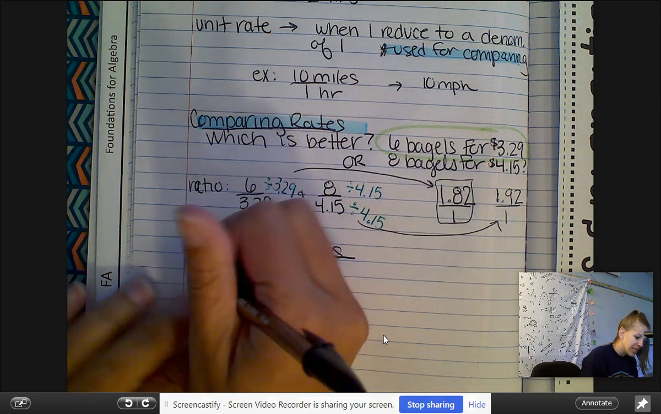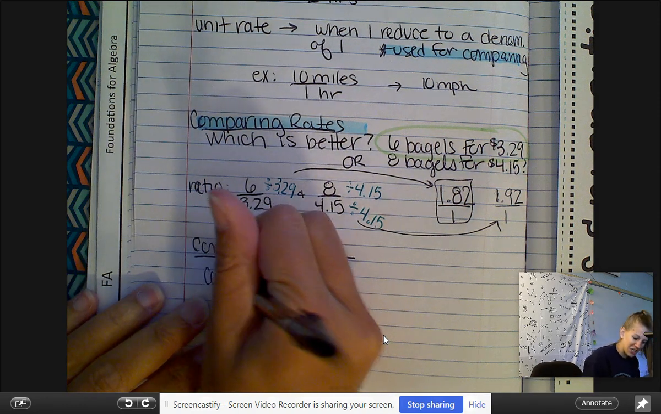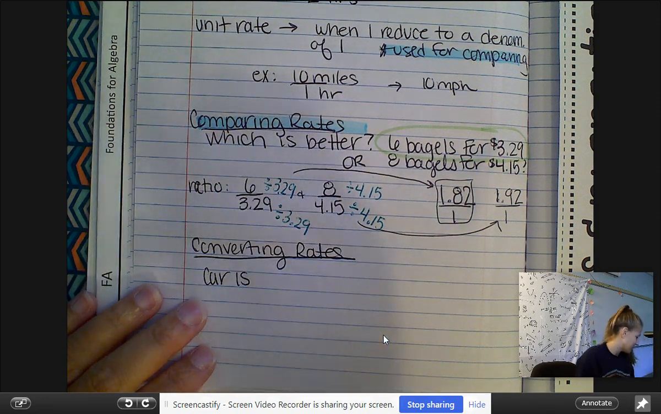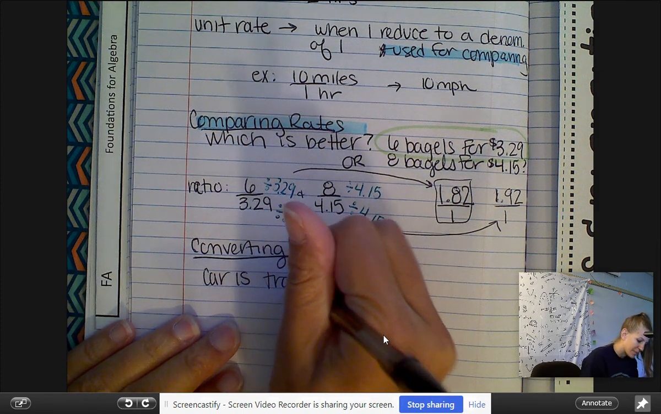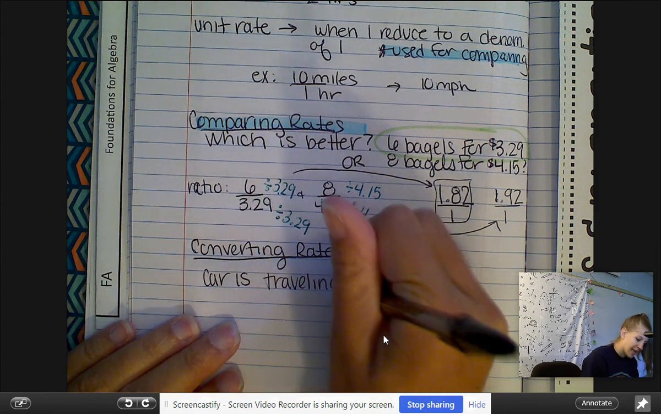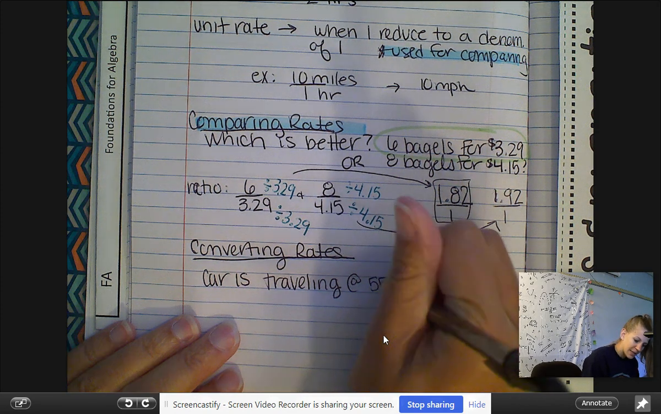So we're going to do the most basic example here, because that's really what we use it for. A car is traveling at 55 miles per hour.